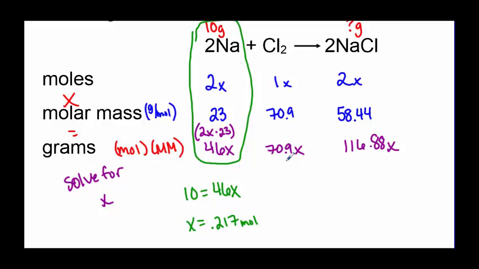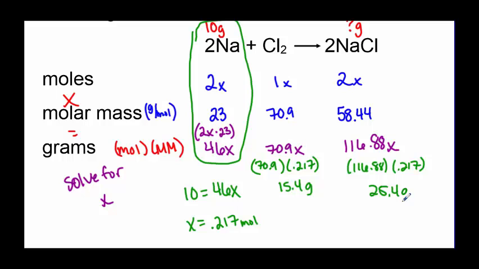Now I don't actually need grams of chlorine, but I'm going to go ahead and do that anyway. So 70.9 times 0.217, that's going to give me an answer of 15.4 grams. If I do the same thing here, if I do 116.88 times 0.217, that's going to give me 25.4 grams. Now my question is asking for grams of sodium chloride, so this is my answer here. I produce 25.4 grams of sodium chloride if I start with 10 grams of sodium.